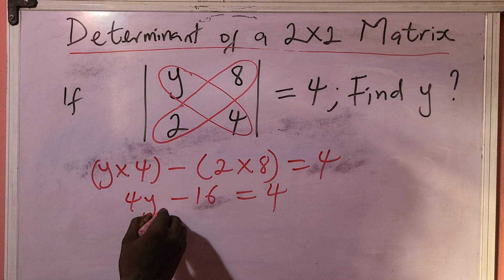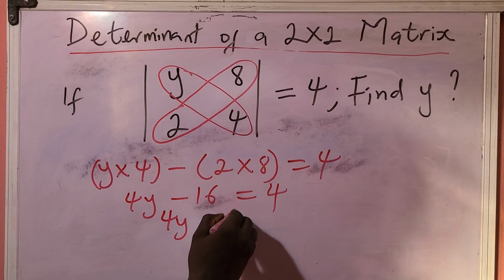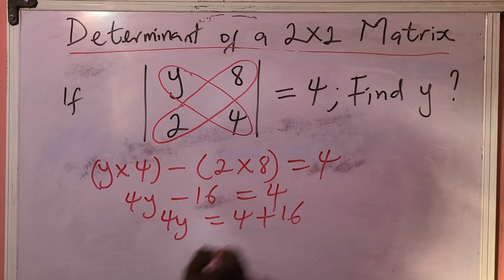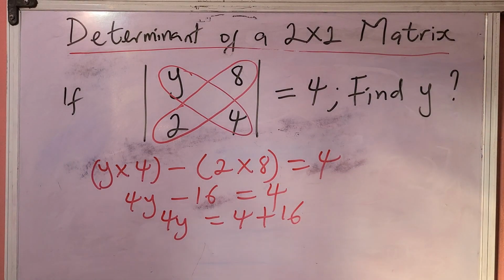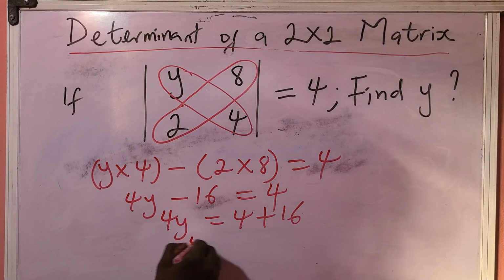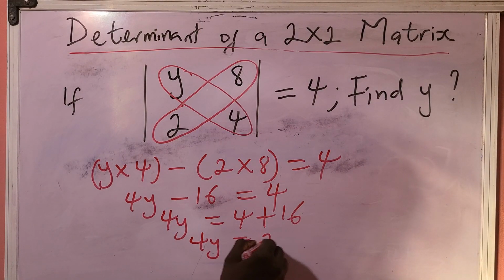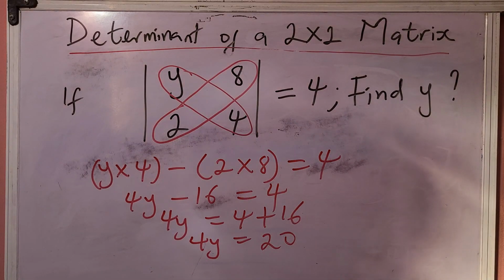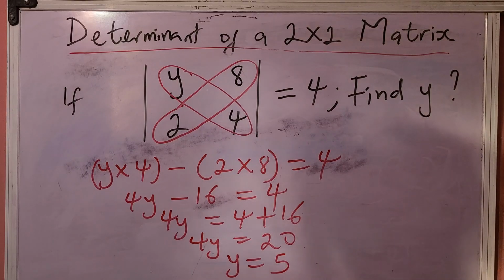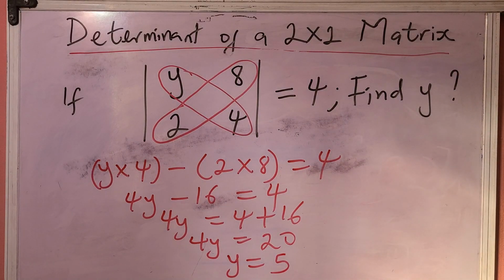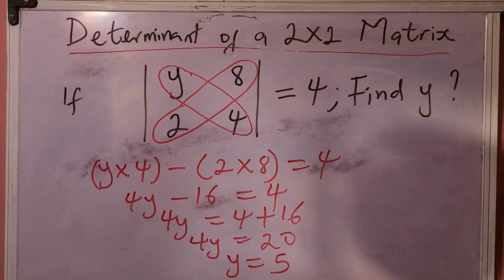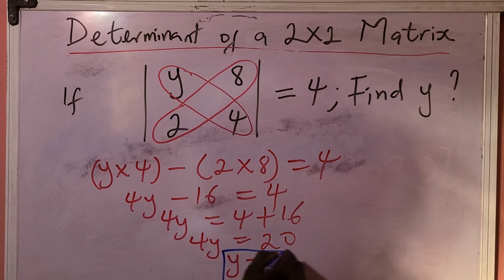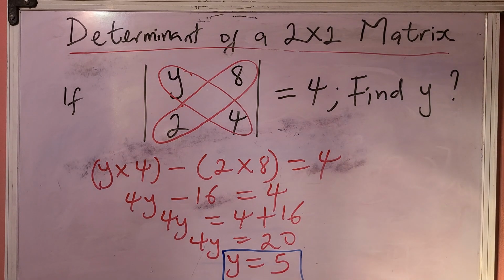Then we have 4y equals 4 plus 16. Then 4y will be equal to 20. And obviously dividing both sides by 4, y will be equal to 5. So we can see that from our knowledge of matrix determinant, we've been able to find the value of y.